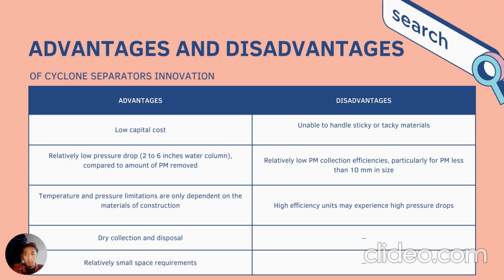The disadvantages are that it is unable to handle sticky or tacky materials, and it has relatively low PM collection efficiencies, particularly for PM less than 10 micrometers in size. High efficiency units may experience high pressure drops.